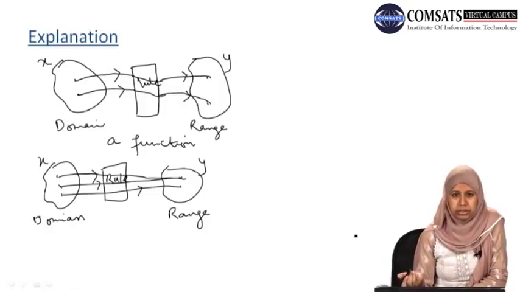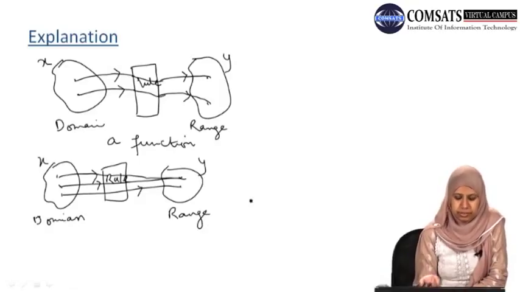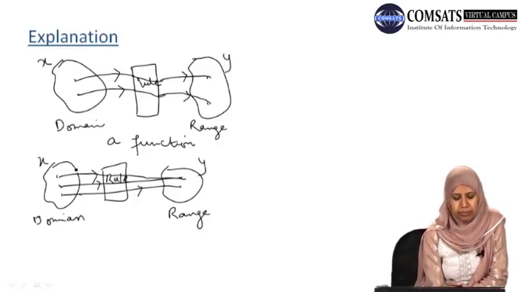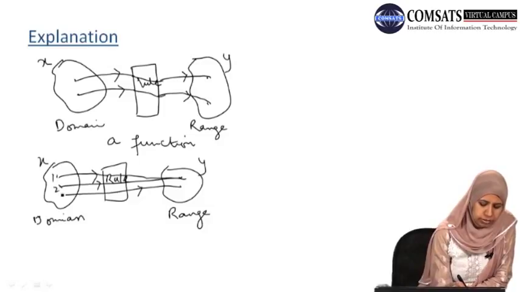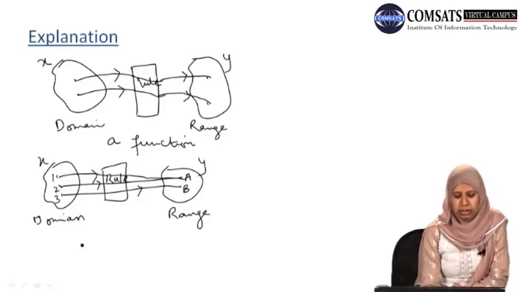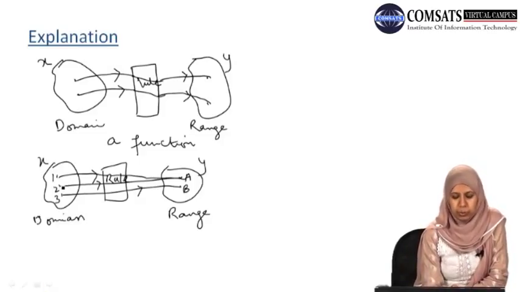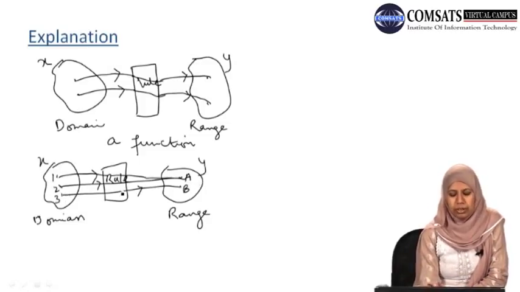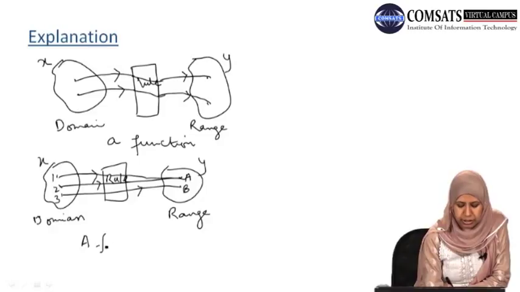So is this a function? Well, if we look at the diagram, we say that yes, this is a function, because to each input only one output is assigned, one and only one. Let's say if we call them 1, 2, 3, and here we call them A and B, then to input 1, only one output A is assigned. To input 2, only one output A is assigned. To input 3, only one output B is assigned. So this is basically a function.